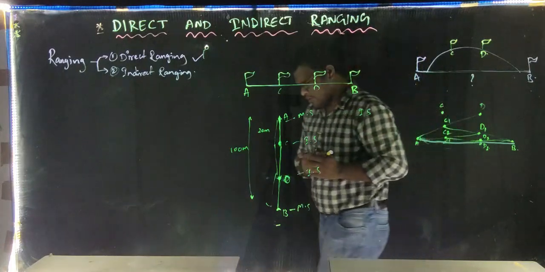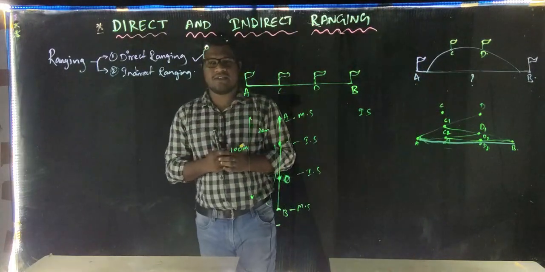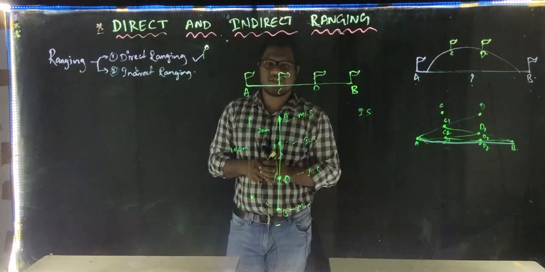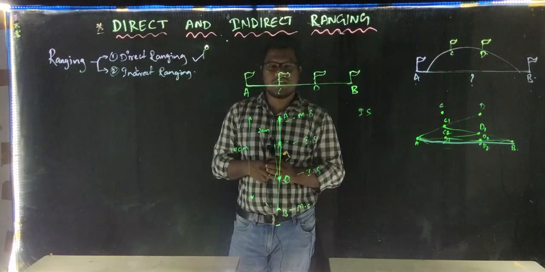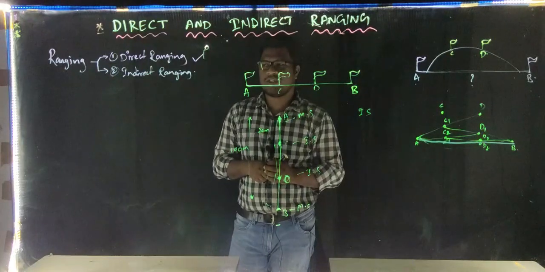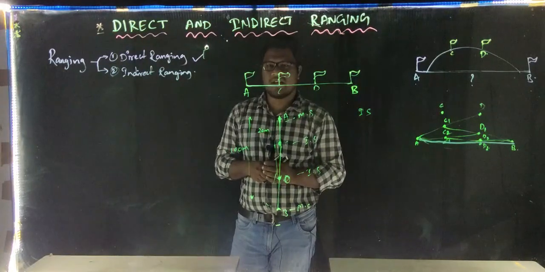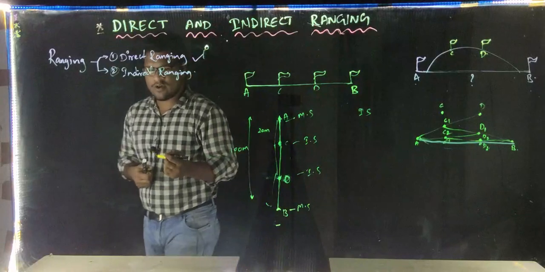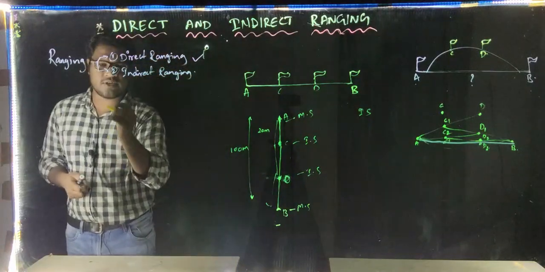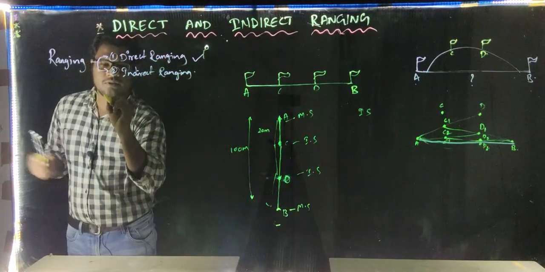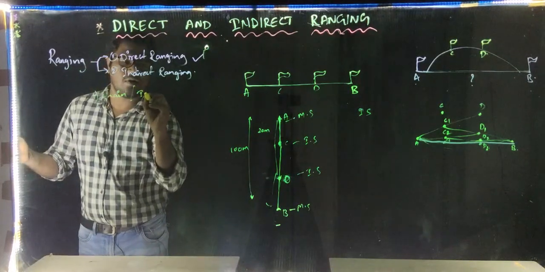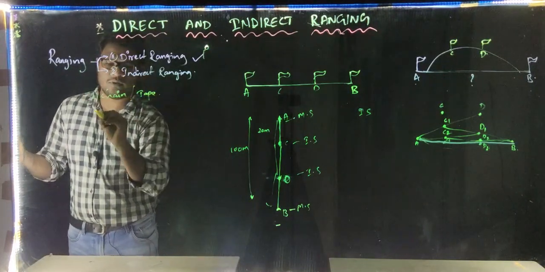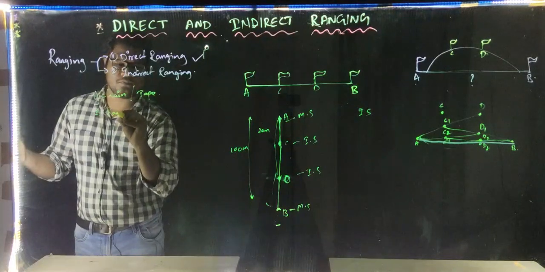Once again, let us recall what we mean by direct ranging and indirect ranging. When two stations are visible to each other, it is called direct ranging, and when two stations are not intervisible to each other, it is known as indirect ranging. Here, the instruments we are going to use for this ranging are, first, chain or tape, and ranging rods.